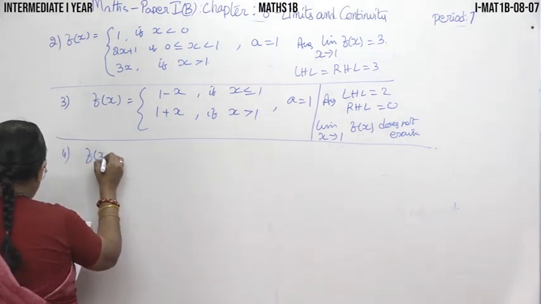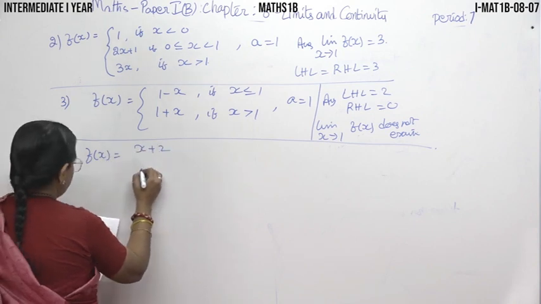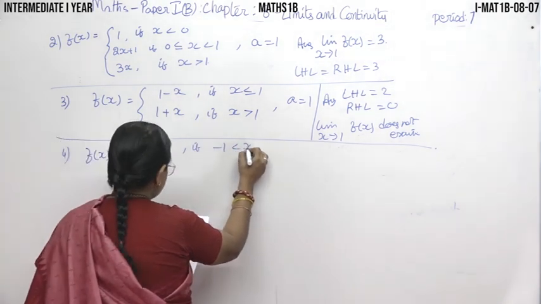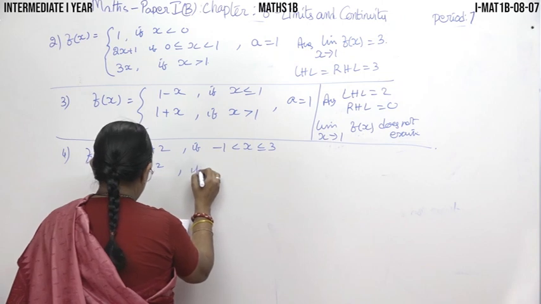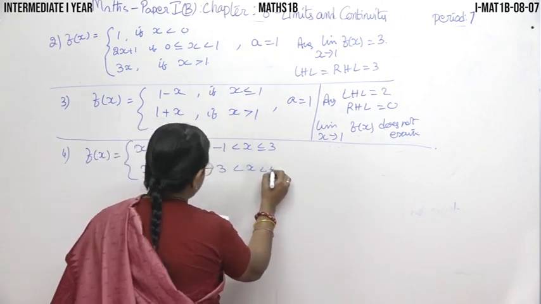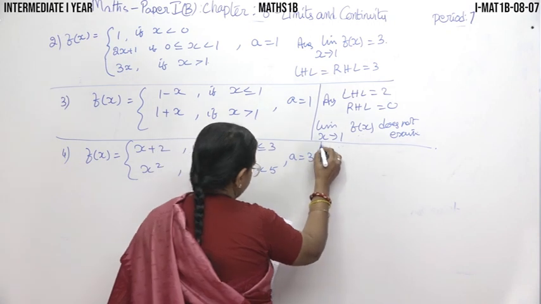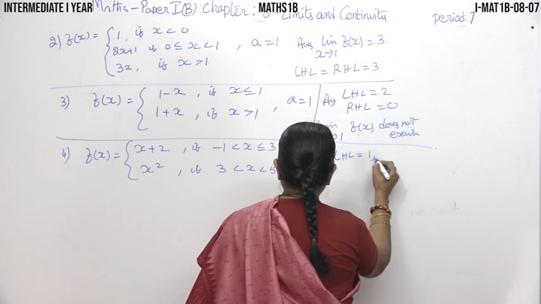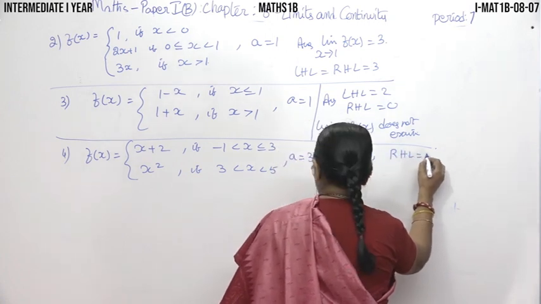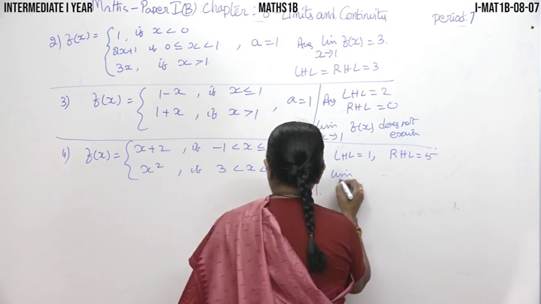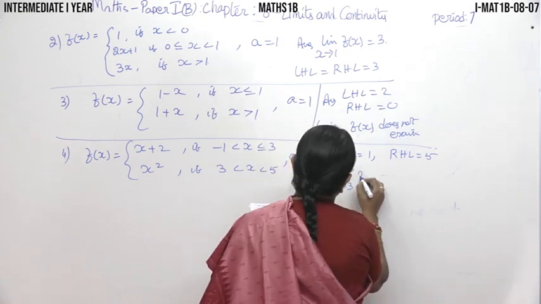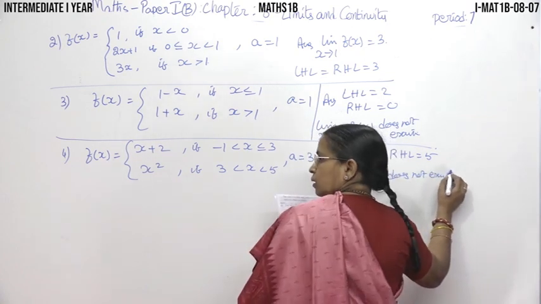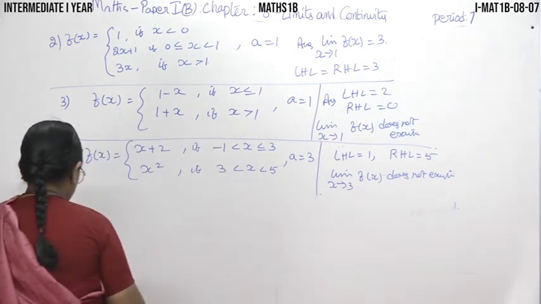Next, f(x) = x + 2 if -1 < x ≤ 3, and x² if 3 < x < 5. You must find that a = 3. So the answer is, again see, left hand limit is 1, the right hand limit is 5, and the limit as x tends to 3 of f(x) does not exist. So you can try this problem.